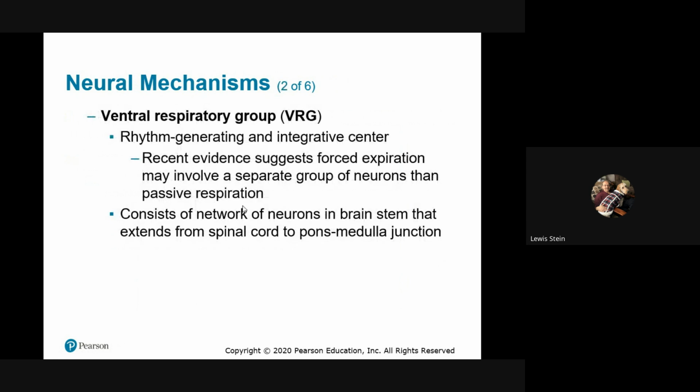I think that's sufficient. Effectively, they generate the rhythm, whatever our normal rate is, and we obviously adjust it for degree of activity or need. The analogy is a little different when they talk about forced expiration, which may involve a separate group rather than passive respiration. So we think passive rather than forced.